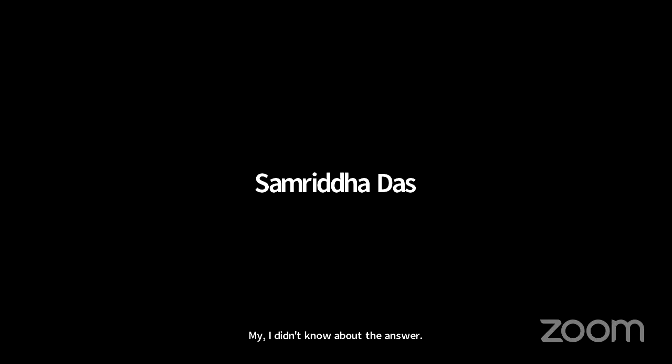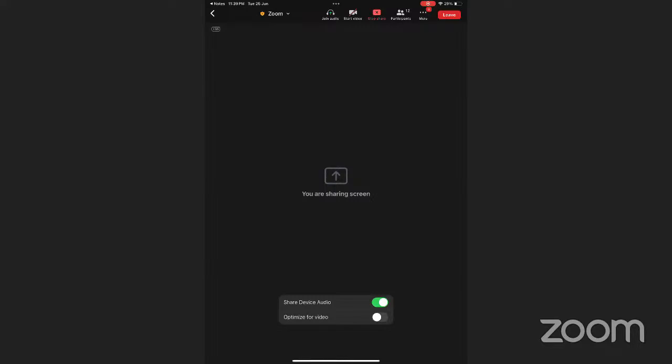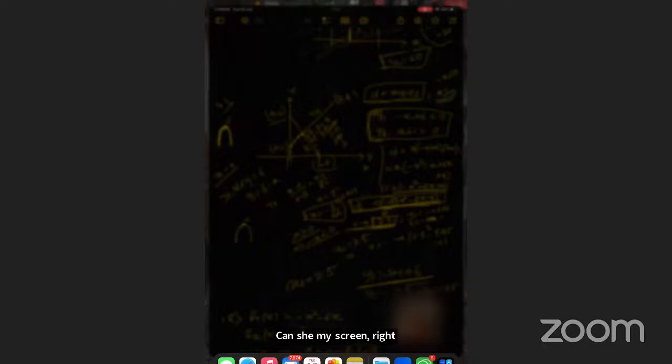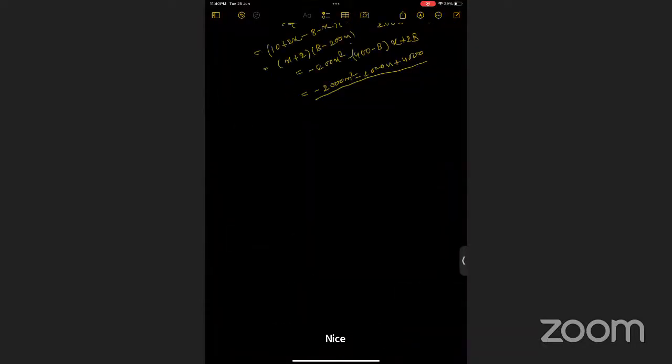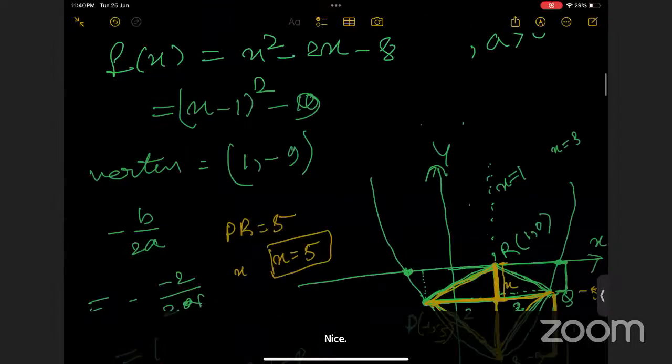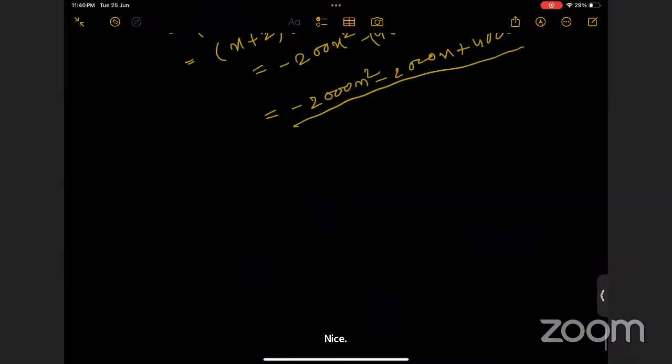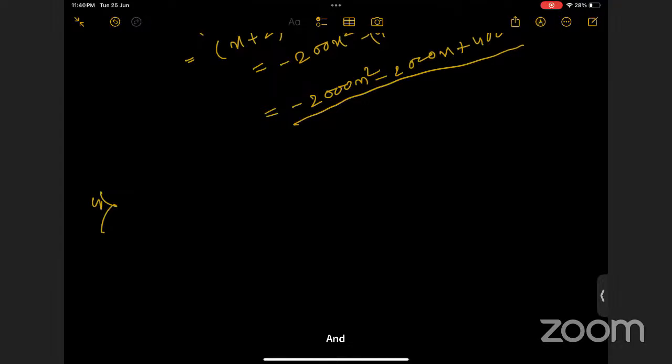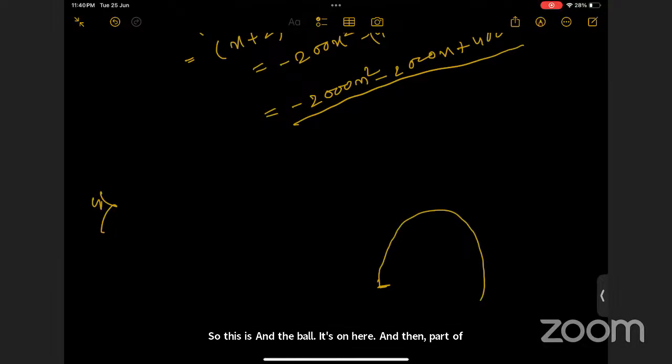Let us then solve it. You can see my screen, right? Yes, ma'am. So this is the ground and the ball has been kicked from here. This is the path of the football, right? Which is given by this equation: minus 1 by 125 x squared plus 20.